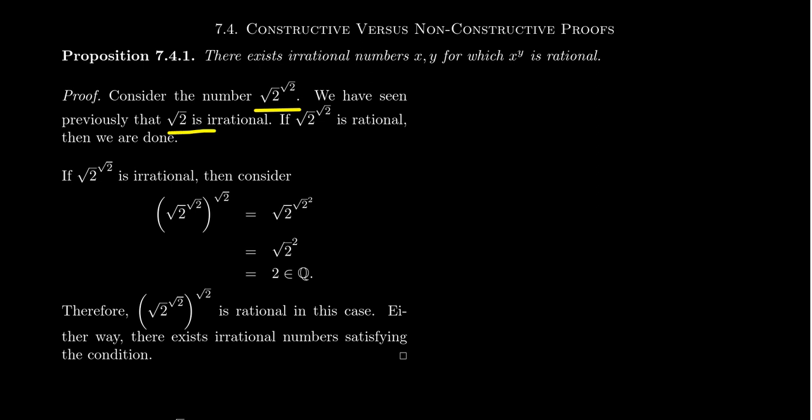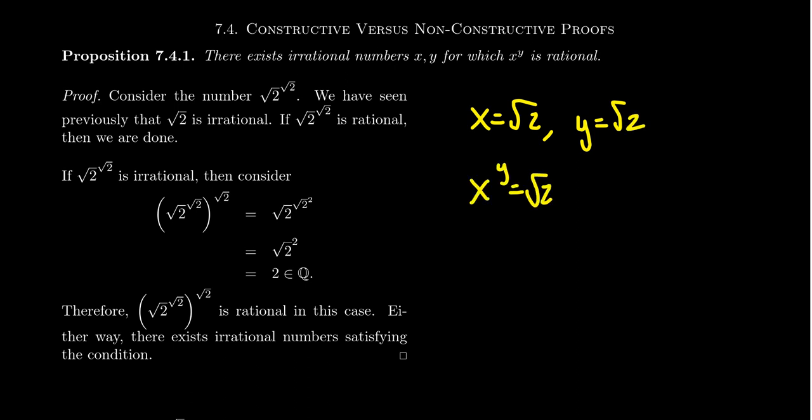We've already proven using the technique of proof by contradiction that the square root of 2 is an irrational number. We know that. Now, is the square root of 2 to the square root of 2 power rational or irrational? I don't actually know that off the top of my head. There's an argument that could be made there, but here's a nice little trick. If the square root of 2 to the square root of 2 is rational, then we're done, because we can say x equals the square root of 2, which is irrational, y equals the square root of 2, which is irrational, and then x to the y would equal the square root of 2 to the square root of 2. If it's rational, that's exactly what we have. We found our numbers x and y.